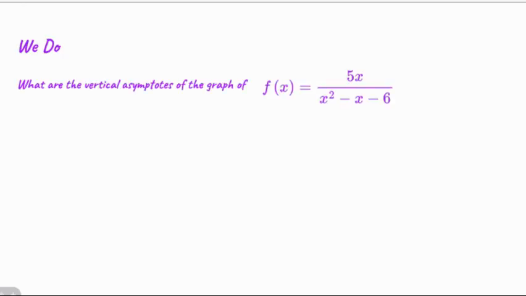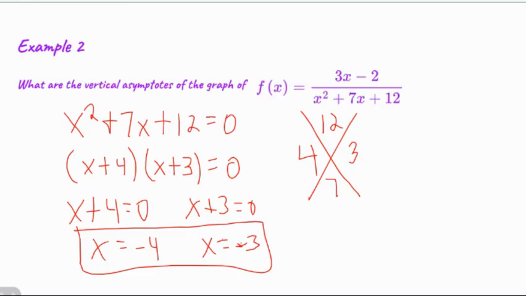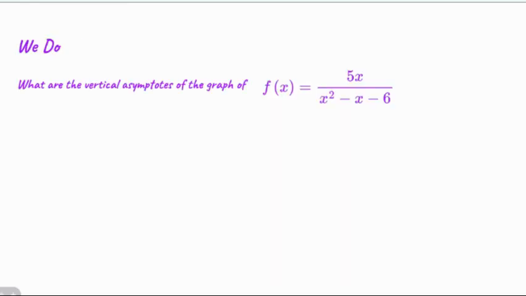So let's go ahead and go over this one together. We have x squared minus x minus 6. So let's again set the denominator equal to 0. And notice I didn't do anything with the numerator, okay? The numerator will come into play one day, but it's not going to come into play today. So for now, we're just going to ignore 5x. We're just going to set x squared minus x minus 6 equal to 0.